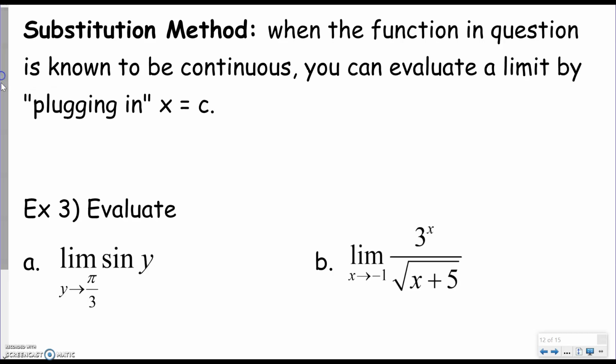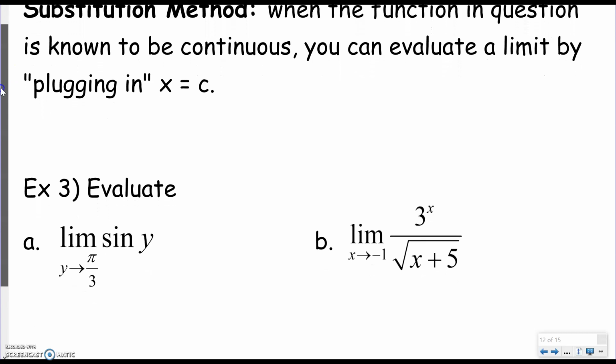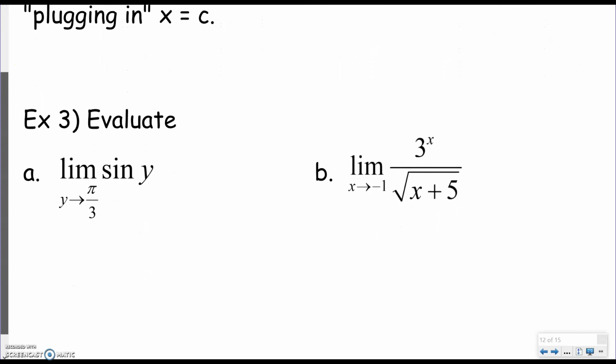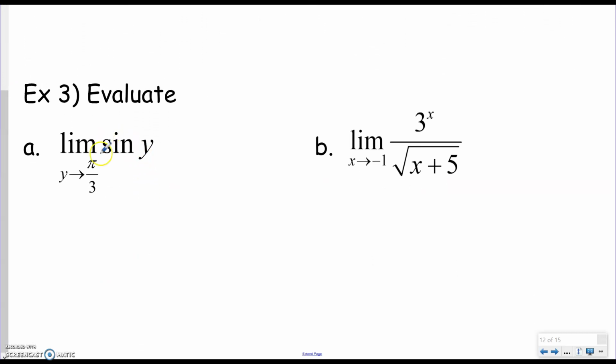Okay. Substitution method, I kind of talked about this before. When the function in question is known to be continuous, you can evaluate a limit by plugging in x equals c. So we know that sine is continuous. So to find the limit, we're going to do sine of pi over 3. Now I know it's been a while, but pi over 3 on the unit circle has the short side here, long side here, so it's 1/2, square root of 3 over 2. And we're looking at our y value, so our limit is going to be the square root of 3 over 2. Just plug it in.